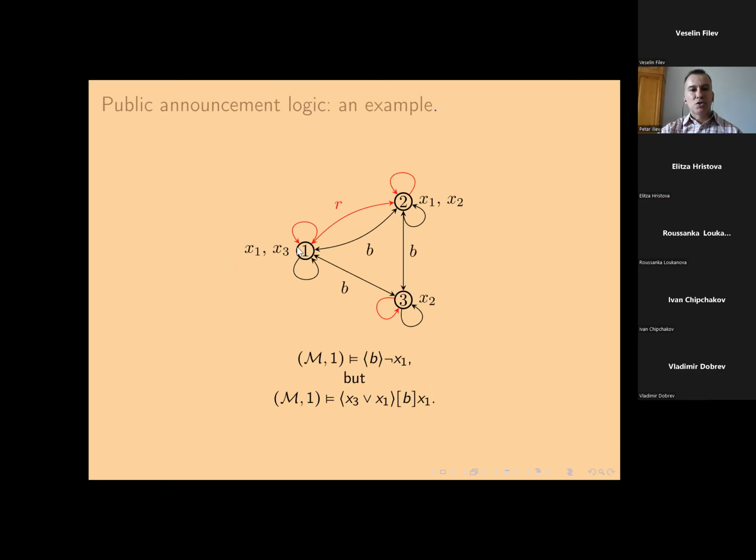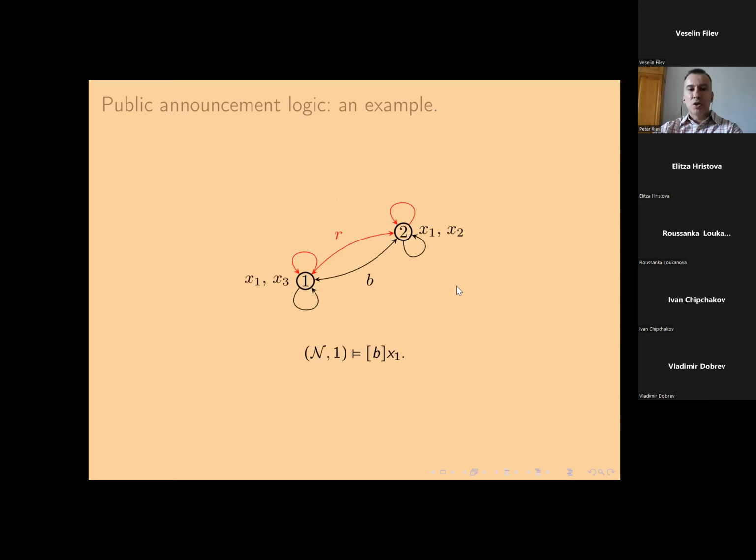Here's an example. Here is your transitive, reflexive, symmetric graph. In point one, agent B thinks that it is possible for X1 to be false. Why is this true? Because you can make at least one step starting from here along a B arc, and come to a point where X1 is not true, this point three. But once we announce that either X3 is true or X1 is true, then in this point it suddenly becomes true that agent B knows that X1 is true.